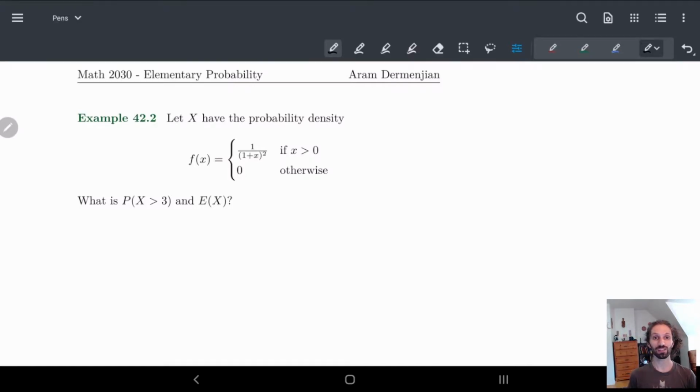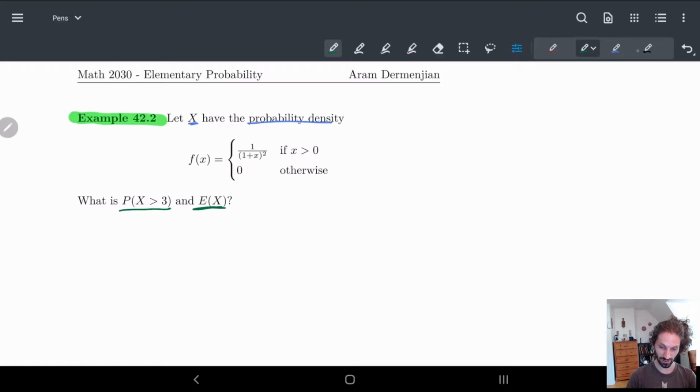Hiya! So this time we're going to look at another example of a continuous probability distribution. But this time I'm actually going to give you the probability density formula. So the probability density formula is given by this. So this is the probability density. And I'm saying that x is my variable. So I'm basically asking, okay, well, what is P(x greater than 3)? And what's the expected value of x?